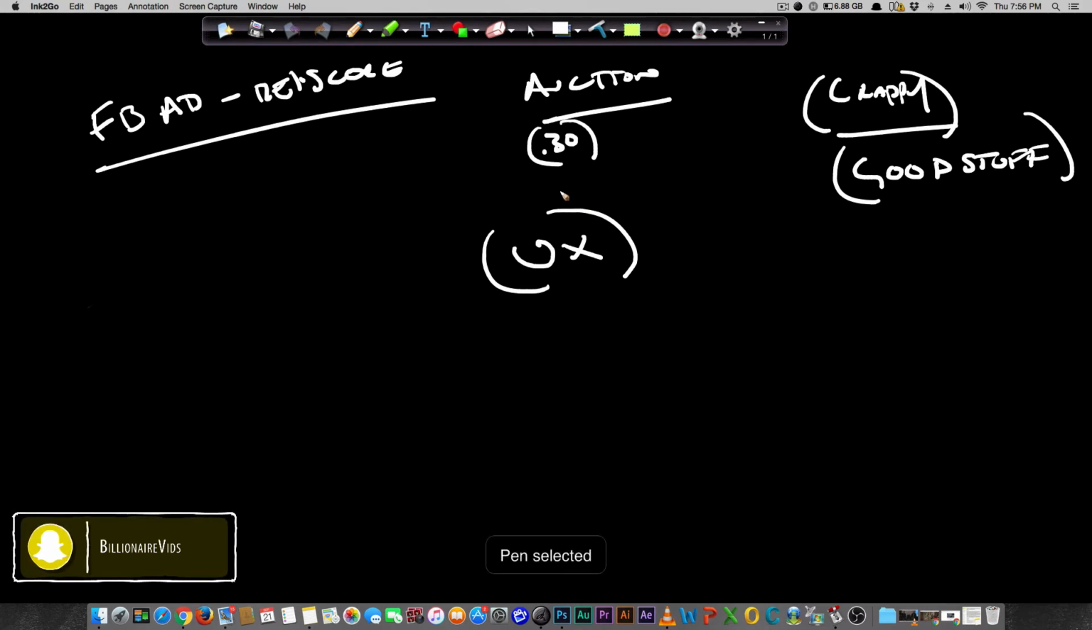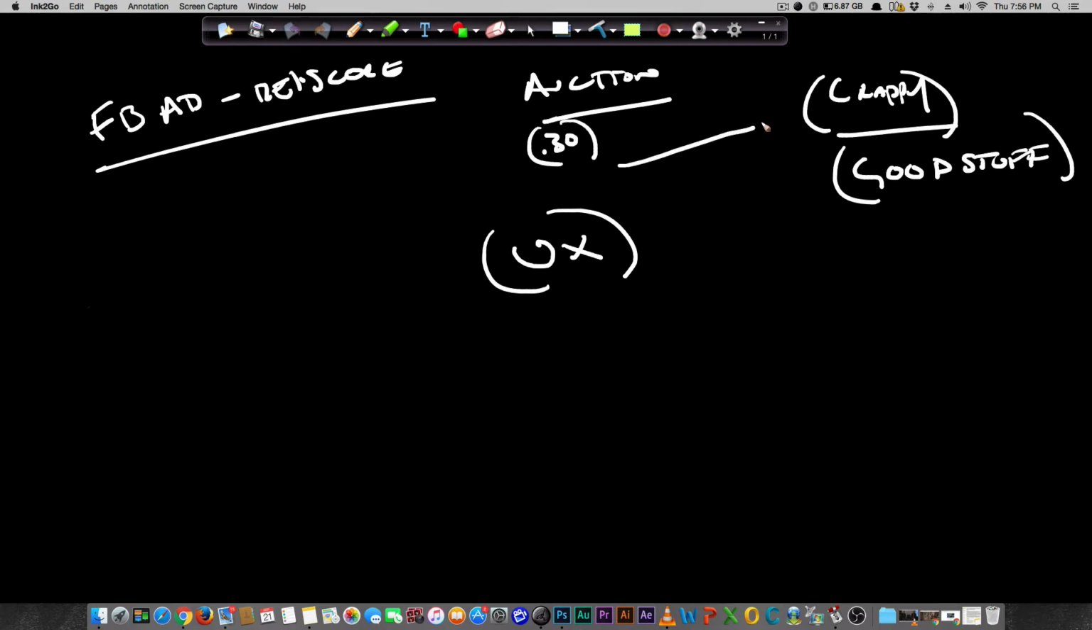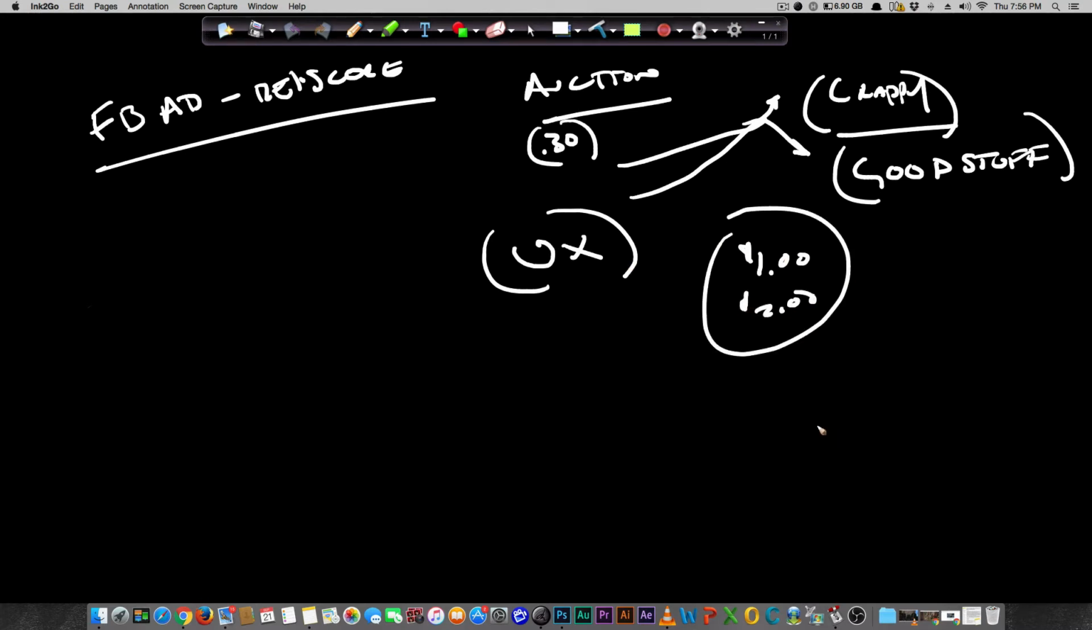So when I talked about having these 30 cent ads, good ads, the crappy stuff is actually going to be $1 to $2 a click and shitty traffic.